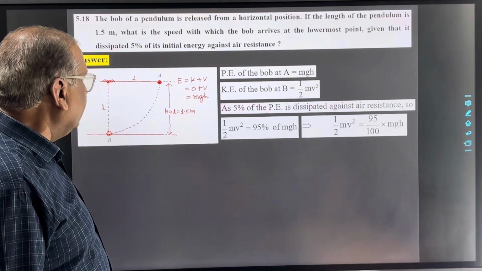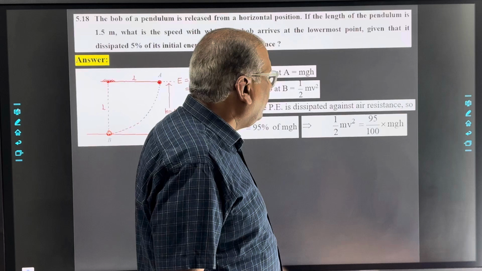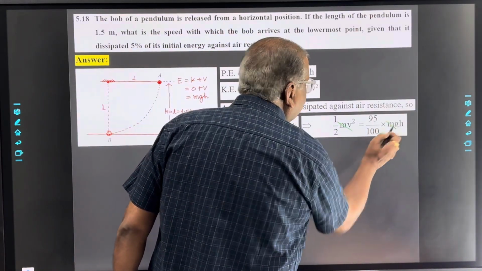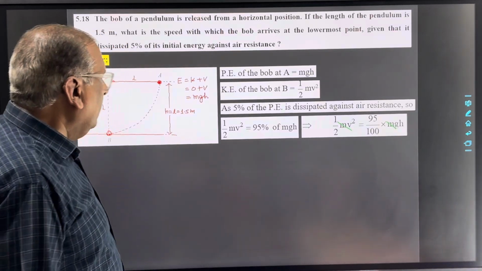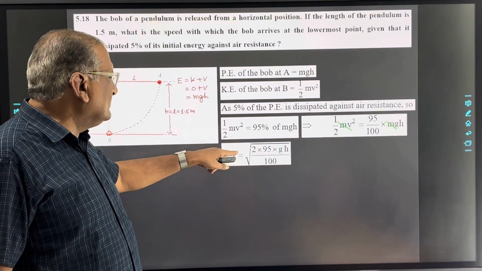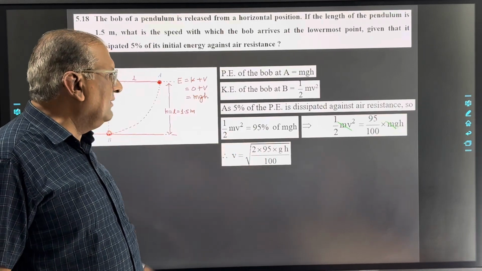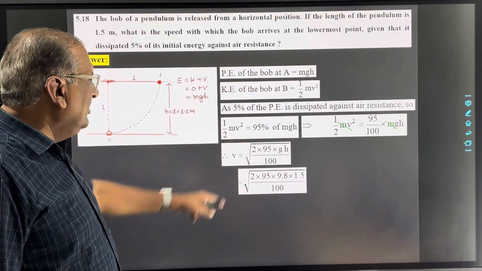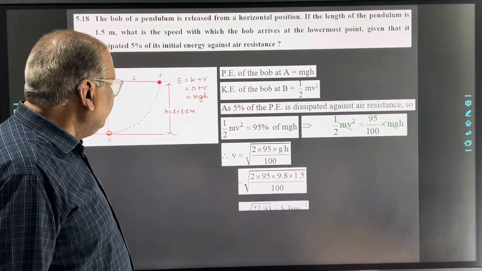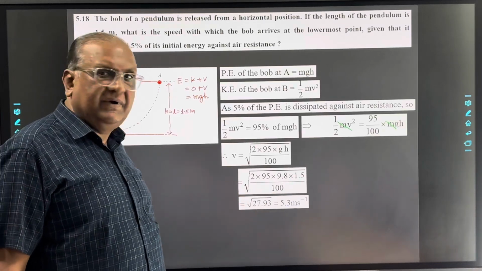Clear? So here we can write half mv square equals 95 by 100 mgh. Now m will be cancelled. Now if we make v the subject of the equation, then v is equal to under root 2 into 95 into gh upon 100. Substitute the value of g and h, and then after solving it, you will get v equal to 5.3 meter per second.